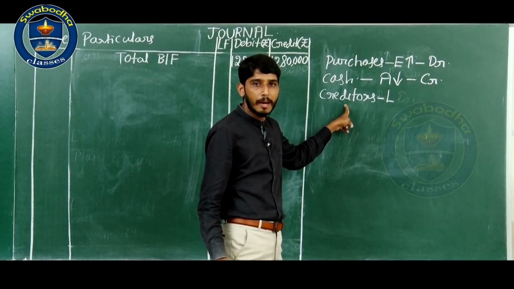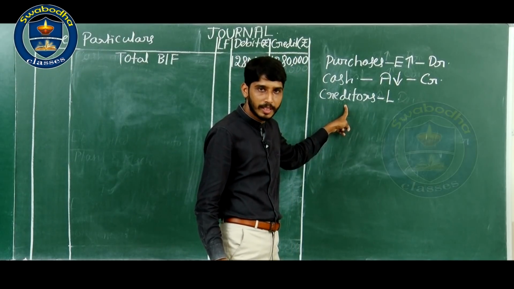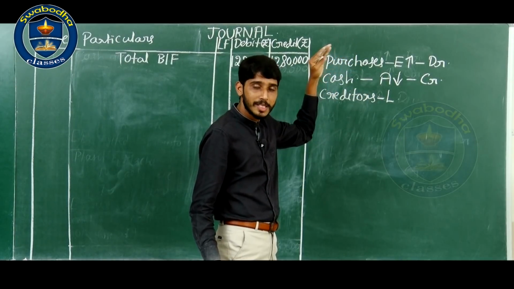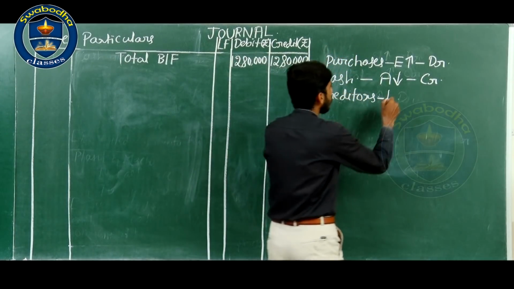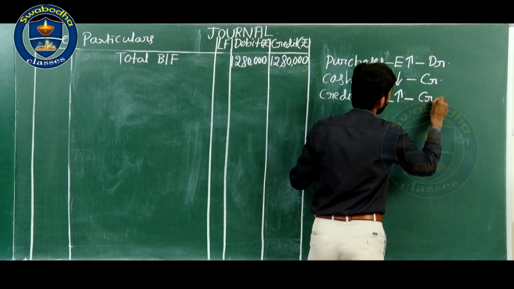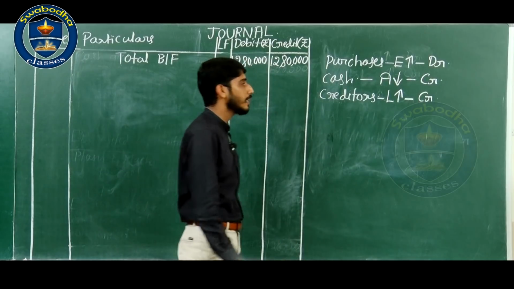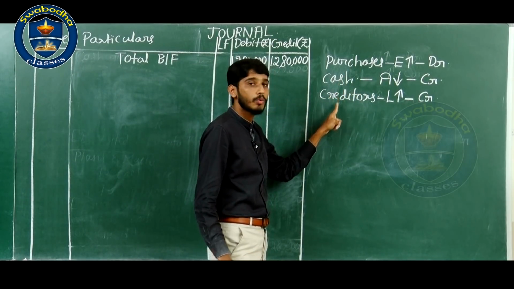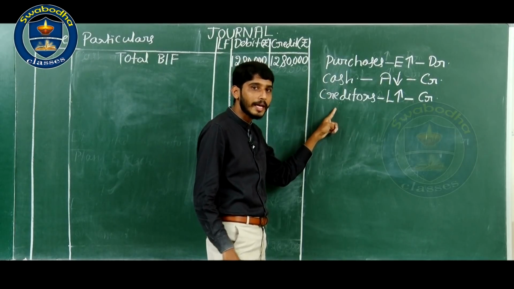Creditors are your liabilities, you have the responsibility to pay, your responsibility increases to the extent of 45,000, liability value is increasing, increase in the liability has to be credited. So, the journal entry will be purchases account debited to cash account to creditors account.